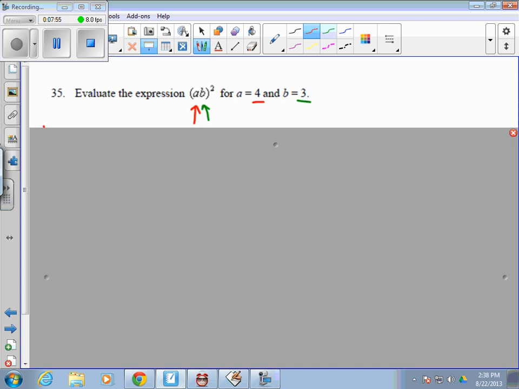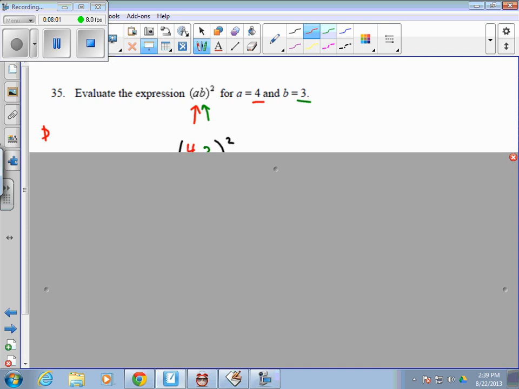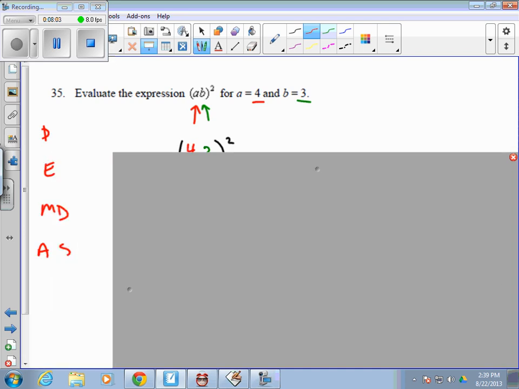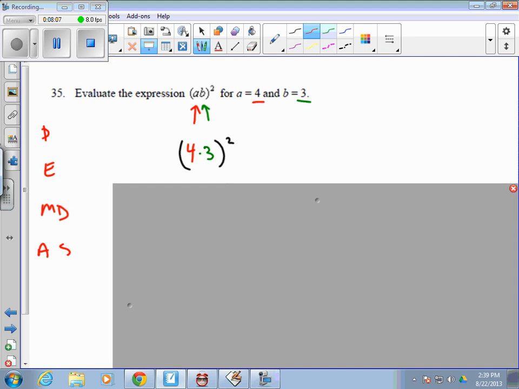And then the last problem, number 35, says evaluate the expression A times B squared when A's value is 4 and B's value is 3. Again, you're going to work your order of operations after we do our first step. First step, all we have to do, in place of A, we're plugging in 4, and in place of B, we're substituting in 3. So substitute. And we substituted those values because they were given in the instructions.